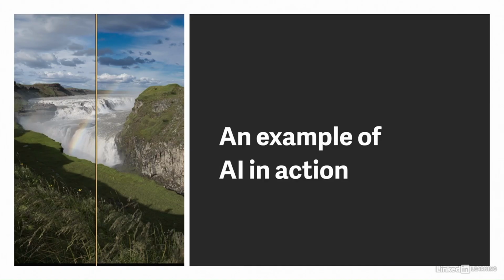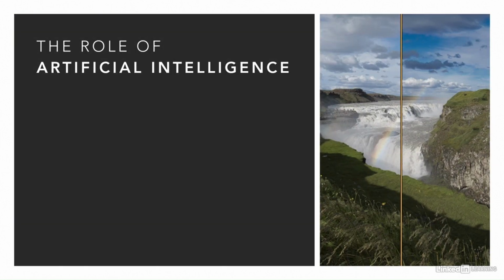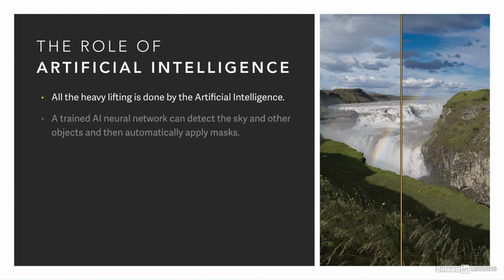In this example, we're going to talk about how AI can be used to make very complex selections and complicated adjustments, but easy. The role of artificial intelligence is if it's done correctly, it can do the heavy lifting for you. By training the neural network, it's able to detect the sky and other objects in the sky, and then create a series of complex masks to isolate those. Masks lead to selections or image segmentation.